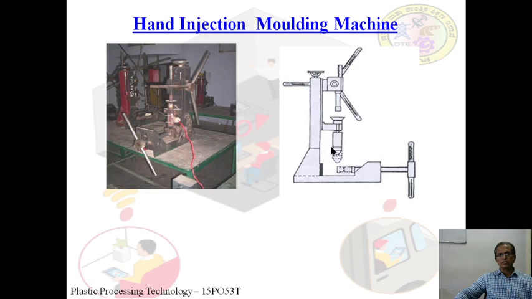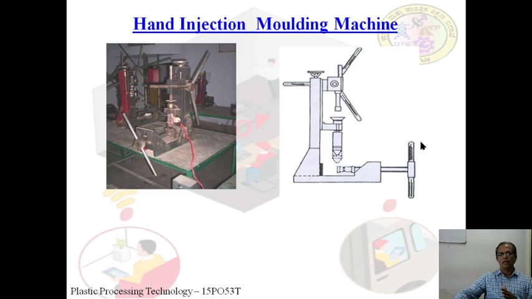And the heat is supplied from the outside. A band heater is provided around the barrel. Due to the pressure and heat, both are important. Heat is to melt the material, pressure is to fill the mold. Here the mold is placed. One half of the mold is fitted here, and the other half is fitted to this end of the lever. When you rotate this clockwise, it will close the mold. When you rotate this anti-clockwise, it moves in the backward direction. So mold closing is done by this, as well as mold opening.